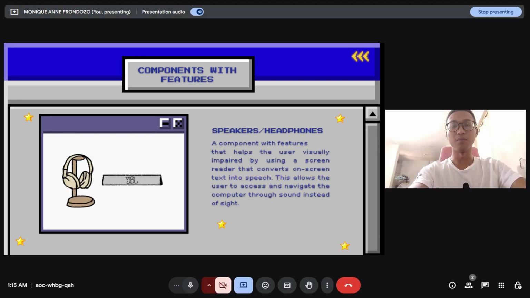This part of my presentation focuses on speakers, headphones, and screen readers through inclusive innovation. Speakers and headphones are common audio output devices that we use every day. However, when paired with screen reader software, they become powerful tools for accessibility. A screen reader converts the text and visual elements on a device into spoken audio, allowing individuals who are blind or visually impaired to listen to the information instead of seeing it. The audio is delivered through either speakers or headphones, depending on the user's preference and level of privacy. By enabling equal access to information, screen readers help promote independence, confidence, and full participation in society.